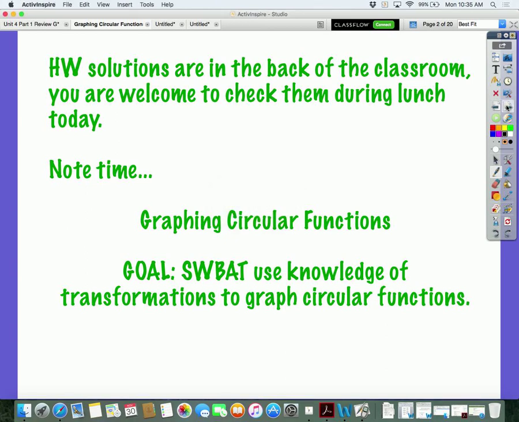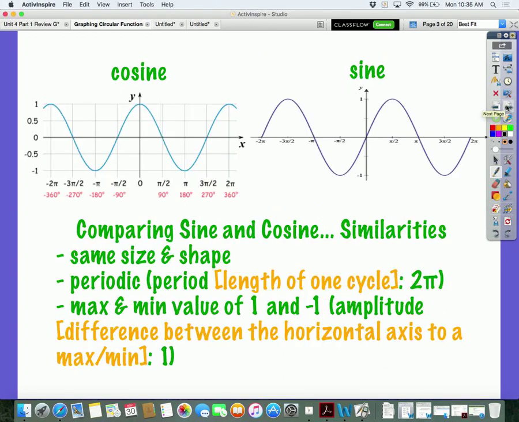All right, so to start, you guys have a sine and cosine graph. You already have those written down in your problem of the day notebook. Hopefully if you did write them down, you don't need to rewrite these, okay? But when we look at sine and cosine together and compare them, we look at their similarities, as you recognize, they are the same size and they are the same shape, okay?